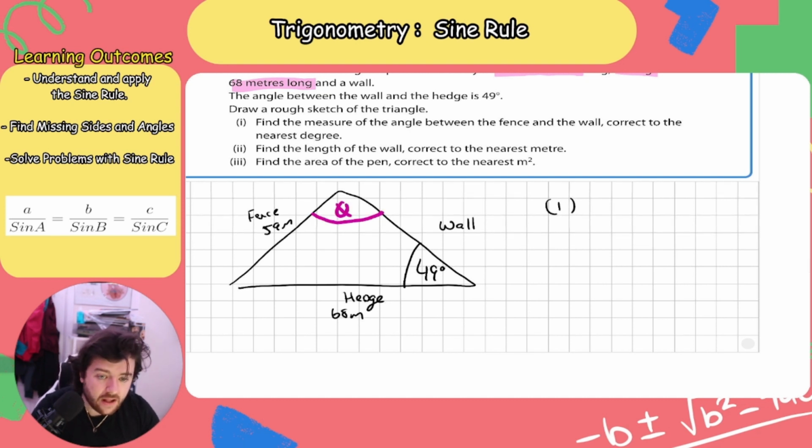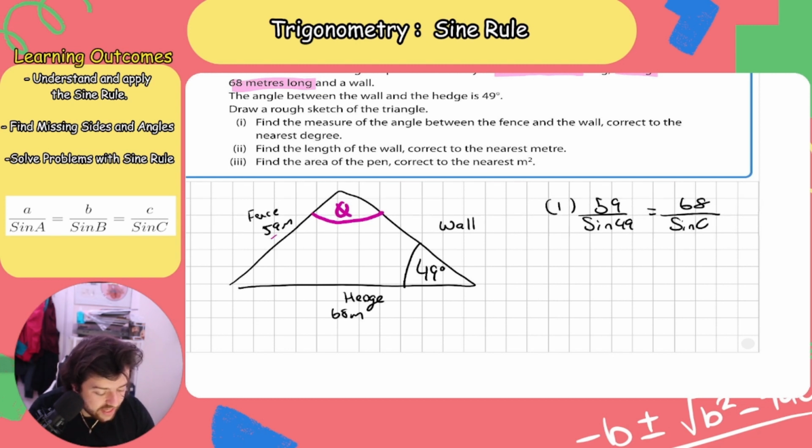The measure of that angle. So let's have a look. I have two sides, 59 and 68, and I have an angle, 49, which is opposite to one of the sides. So I can use my sine rule. I know for a fact 59 over sine 49 is going to be equal to 68 divided by sine theta.